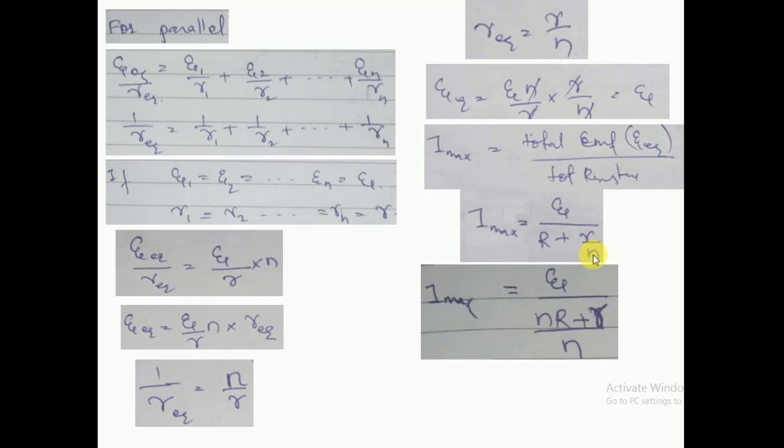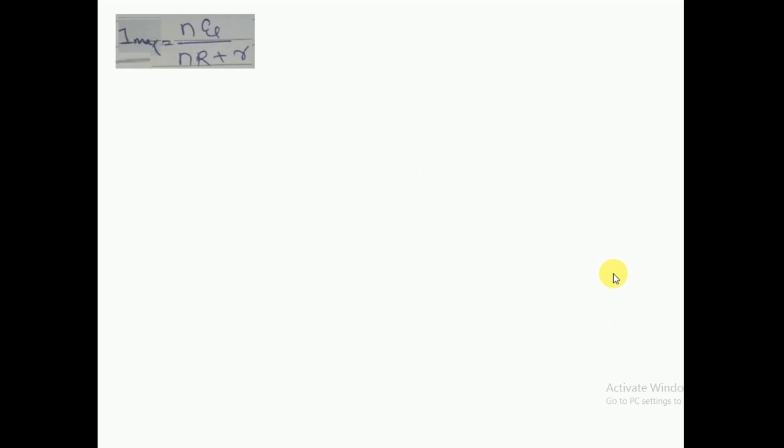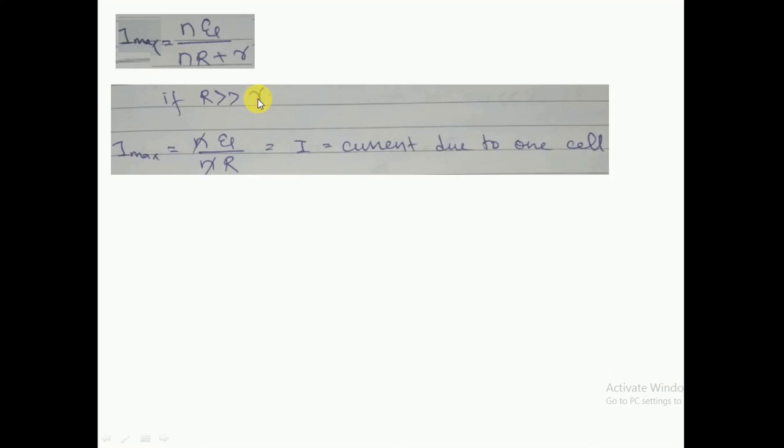So now let's see how much is the maximum current if it is connected to the external resistance. This is the formula for maximum current: I max is equal to E by R plus small r by n. You take the LCM for n, and this is the final expression. Now if R is greater than r, you can neglect this r, so this will be E by R n into n. So n will get cancelled, and you are getting only I. So E by R is I.